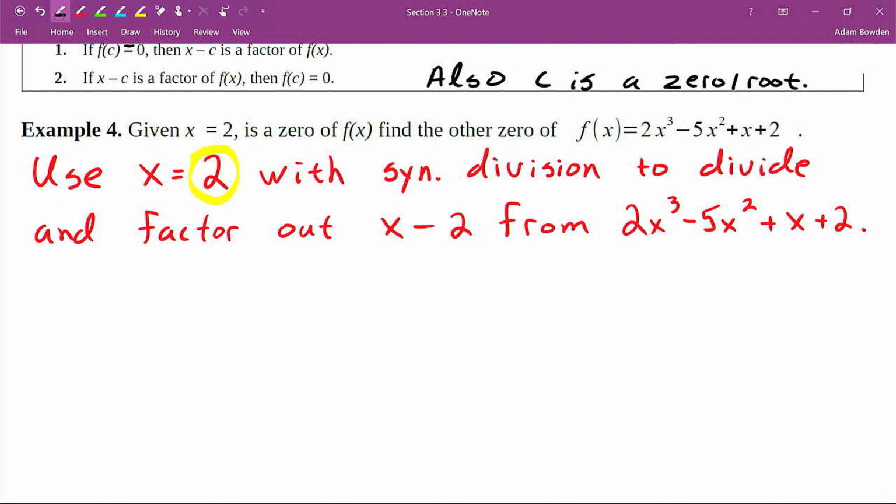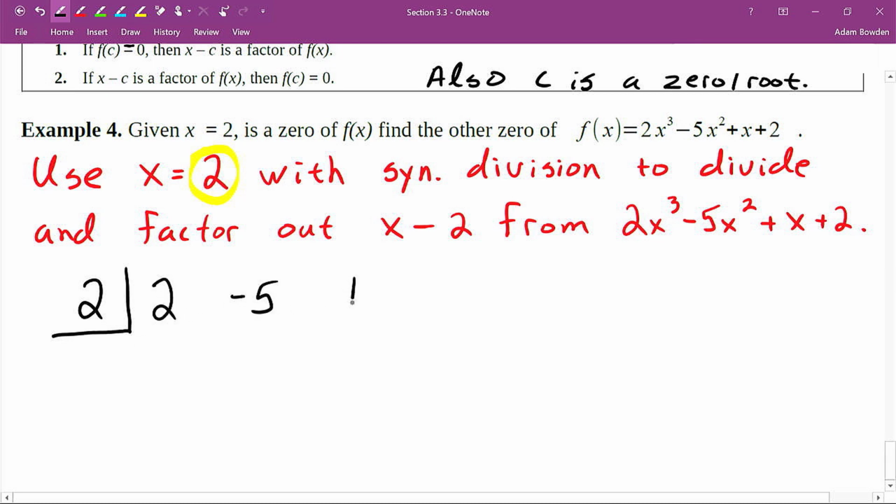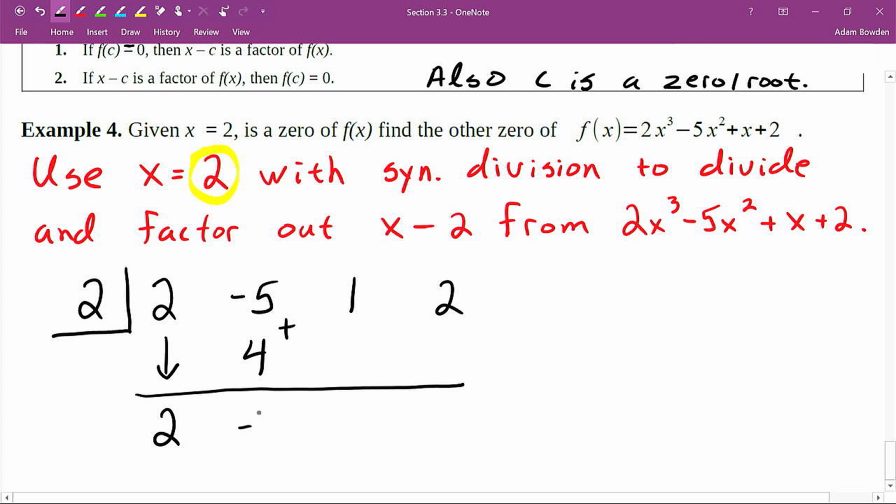So to set up this with synthetic division, we're going to use the 2 with synthetic division, dividing into the 2, -5, 1, and 2 from our function. And so we'll set this up, we'll do the synthetic division, bring down the 2. 2 times 2 is 4. 4 plus -5 is -1. -1 times 2 is -2. Plus 1 is -1.